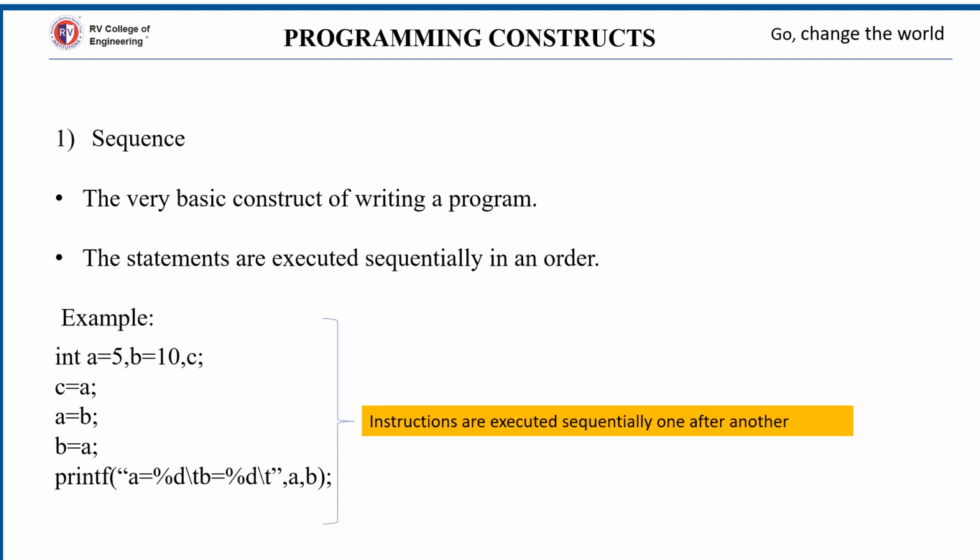Sequence is a very basic construct of writing a program, and the statements are executed sequentially in order. For example, I have a declaration statement here, an assignment statement here, and a printf statement. Here, the instructions are executed one after another.